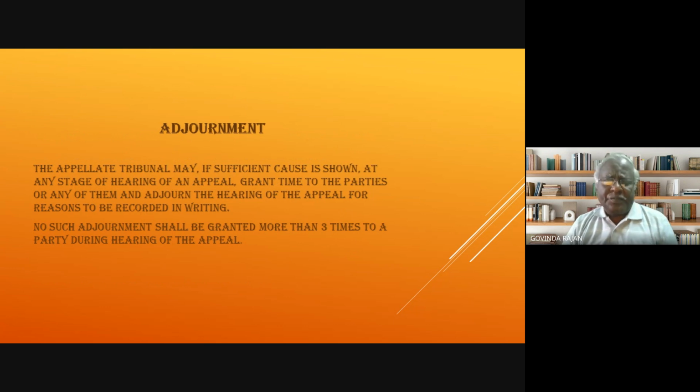Adjournment. For every hearing, the concerned persons are required to attend before the tribunal. Sometimes for reasons beyond control they cannot attend, or the authorized representative may ask for adjournment. If sufficient cause is shown, the appellate tribunal may at any stage of the hearing grant time to the parties or any of them and adjourn the hearing of the appeal for reasons to be recorded in writing. Such adjournments will be given only three times. It will not be allowed for the fourth time. Okay. Next one.